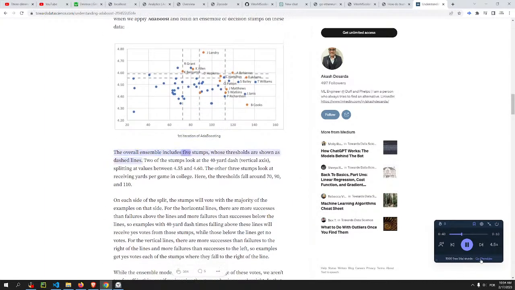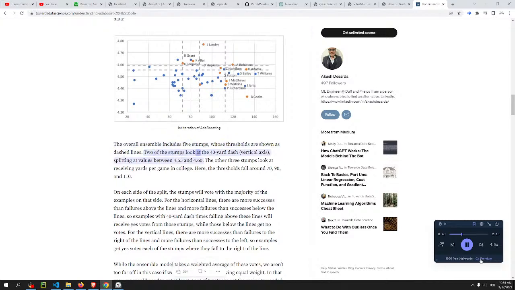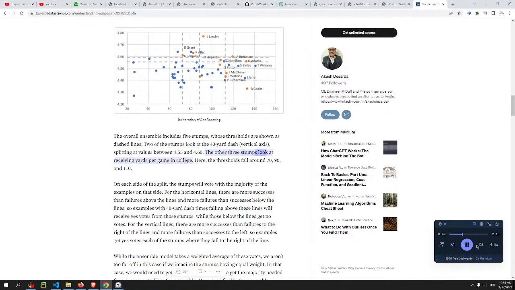The overall ensemble includes 5 stumps, whose thresholds are shown as dashed lines. 2 of the stumps look at the 40-yard dash, vertical axis, splitting at values between 4.55 and 4.60. The other 3 stumps look at receiving yards per game in college.